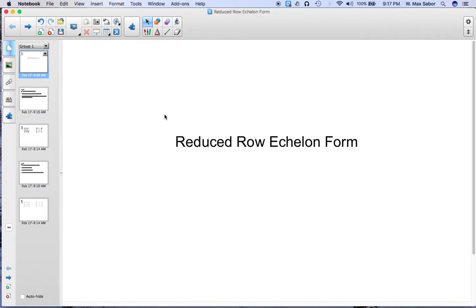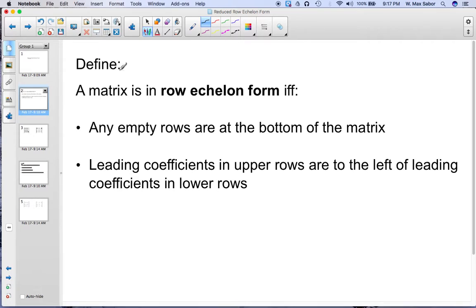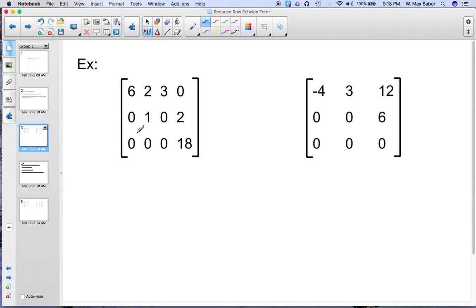Earlier we introduced row echelon form, so today we're going to talk about reduced row echelon form and how that's slightly more specific. So a matrix is in row echelon form, as a reminder, if any empty rows are at the bottom of the matrix and leading coefficients in upper rows are to the left of leading coefficients in lower rows. So this has no zero row, so that's fine.